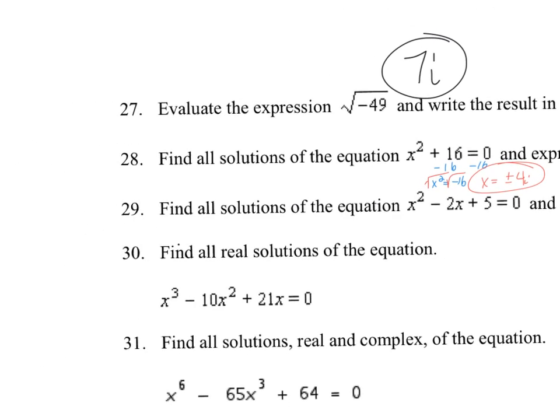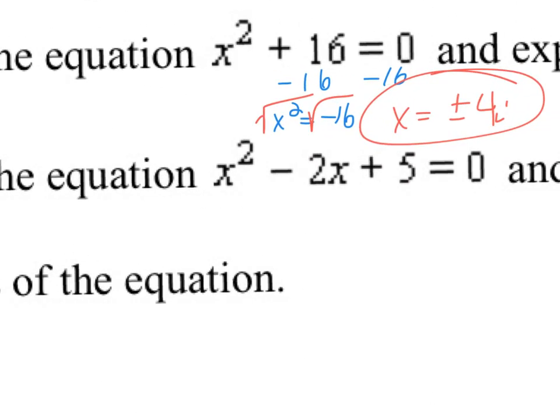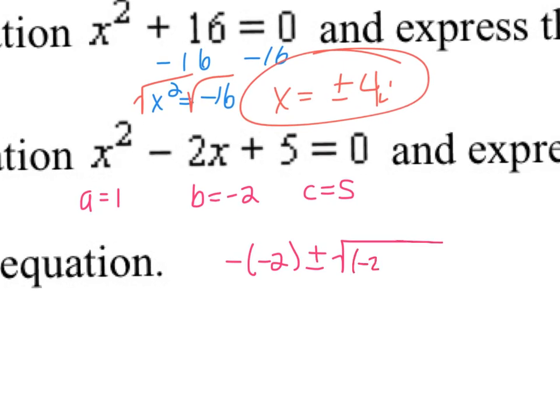All right. If you get something like this lovely question in number 29, x squared minus 2x plus 5. Well, we would factor. What are the factors of 5 that multiply to give me 5 but add to give me negative 2? Doesn't work, does it? What's the equation that we use when we have a quadratic? Quadratic formula. So a is 1, b is negative 2, and c is 5. So you have negative b, plus or minus the square root of negative 2 squared minus 4 times 1 times 5, all over 2 times 1.